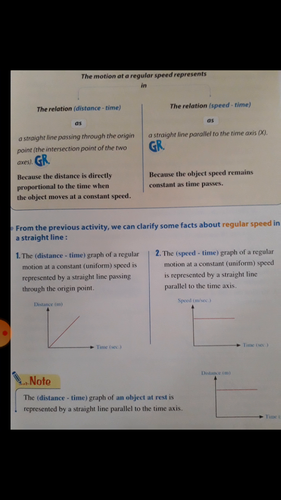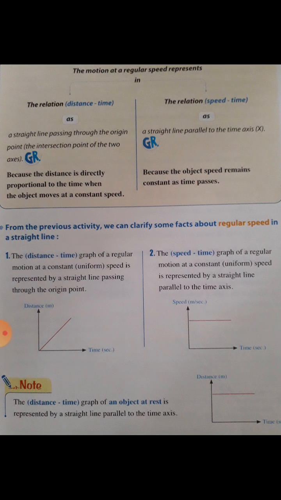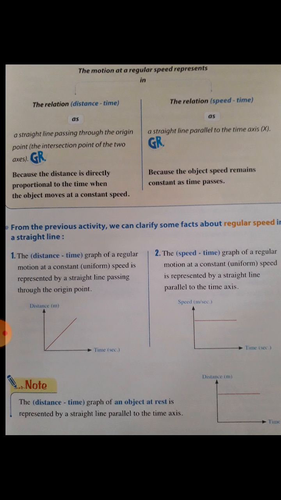But pay attention. Here, if in the graph between distance and time we have a parallel line to the time axis or x-axis, this means that as the time passes, distance doesn't change. So we have here a body at rest.